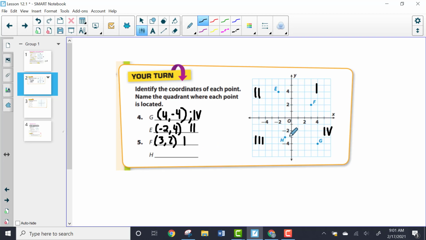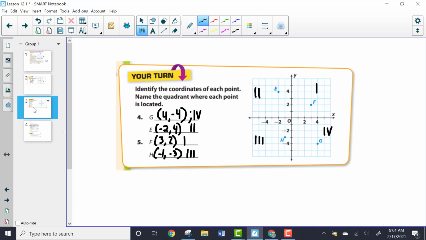Okay, so H, what we can see here, with the x-coordinate, it's aligned with -1. Y-coordinate, it's aligned with -3. And we can see it's in quadrant 3 right there. So that's how you take a look at a point and name its location.